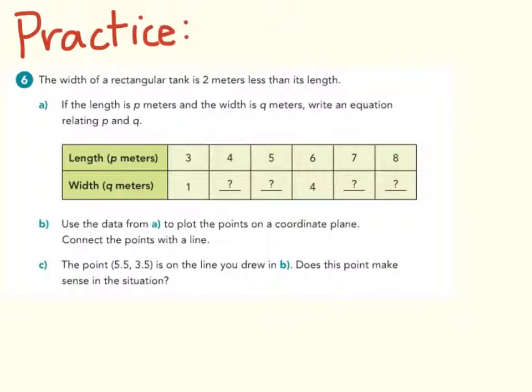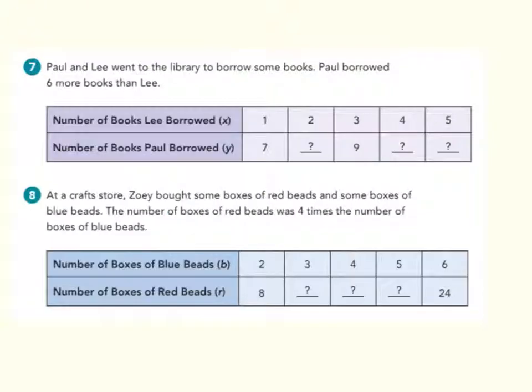In question C, you're going to be asked to assess if a point makes sense in the situation you've been given. Press pause while you complete this problem, and problem 7 will be on the next screen. Here are problems 7 and 8. Please complete the tables and express the relationship between the two variables as an equation. Those directions apply to both problem 7 and problem 8. Please press pause while you work, and your final problem, number 9, will be on the next screen.